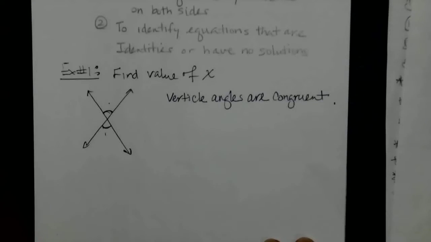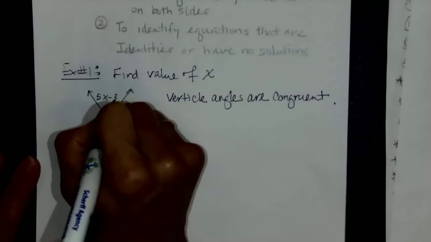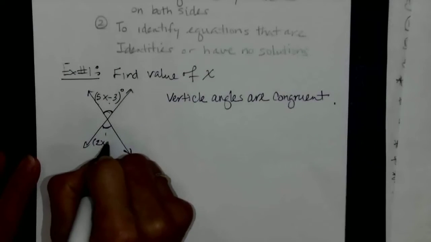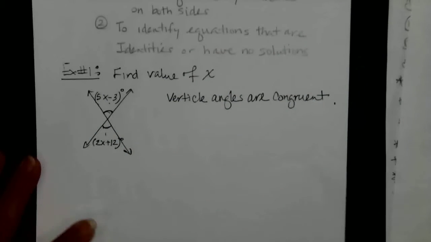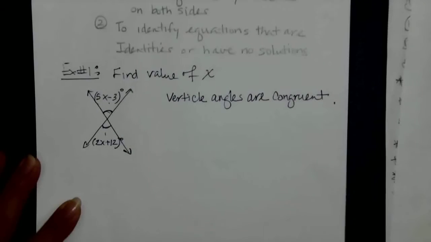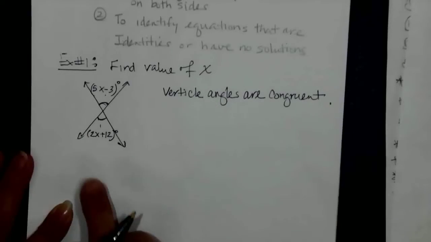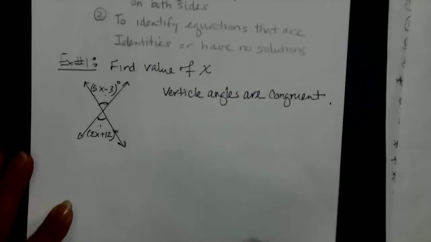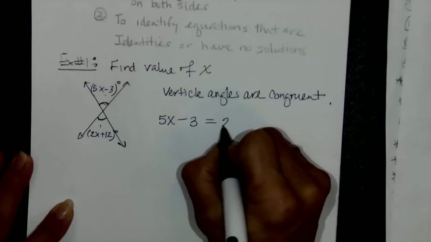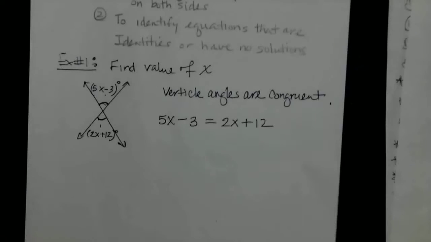So when I give you the angle measures here, this angle measures 5x minus 3, and this measure is 2x plus 12 degrees. I could solve for x that would make these 2 angles equal each other. Because vertical angles are congruent, I could set them equal to each other. So my equation would be 5x minus 3 is equal to 2x plus 12.